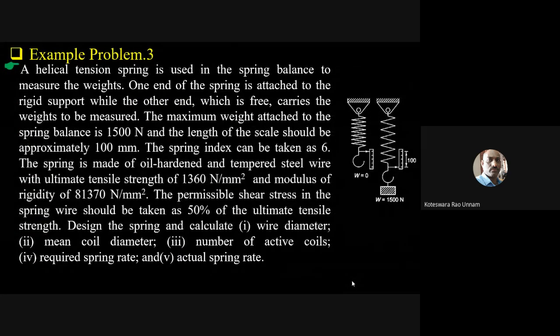Yes, now note it down. You note down the problem, then we'll discuss the solution. So this is the problem on extension spring. Earlier two problems were on compression spring, now this is on tension spring.